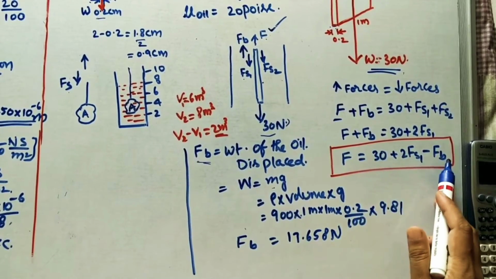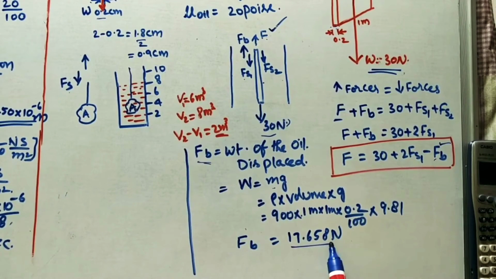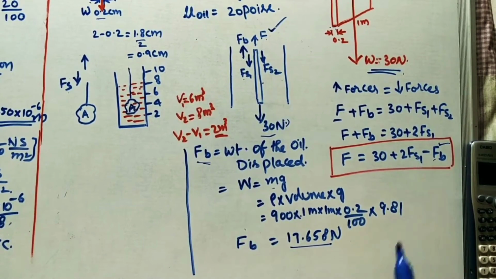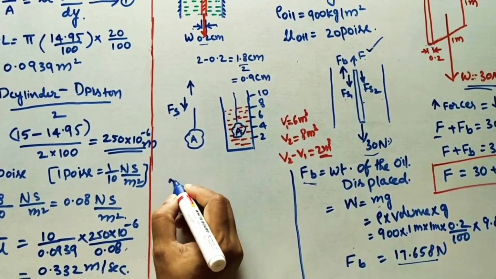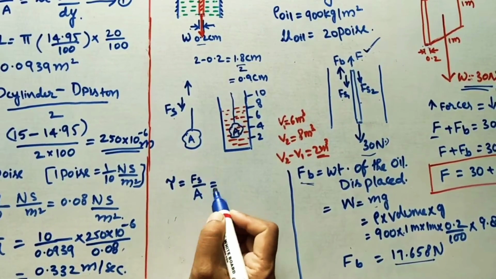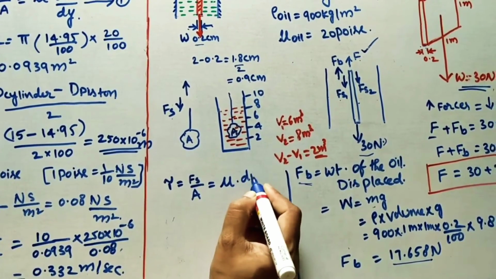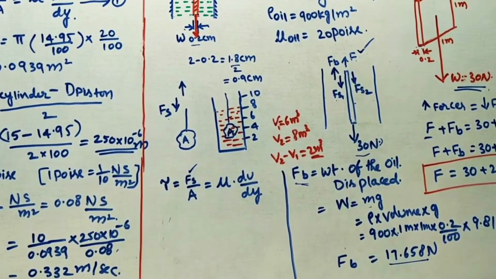Now in this formula we did this FB, buoyancy force, it is 17.65. We need to find shear force. So we have one formula for shear stress. I will write this side. Shear force by area is equal to mu into du by dy. Now we need to find F.